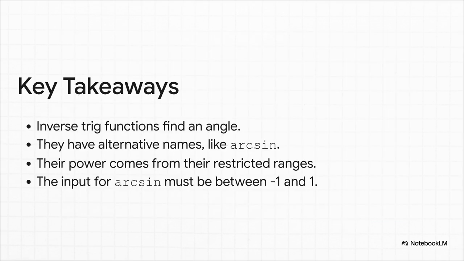So, let's just do a quick recap. What are the big things to remember? First, inverse trig functions are your tool for finding a missing angle. Second, don't get spooked by arcsine. It's just another name for the same thing. Third, their real power comes from those strict, restricted ranges. That's what makes them work. And finally, don't forget the input rules. For arcsine and arccos, you can only feed them numbers between -1 and 1.